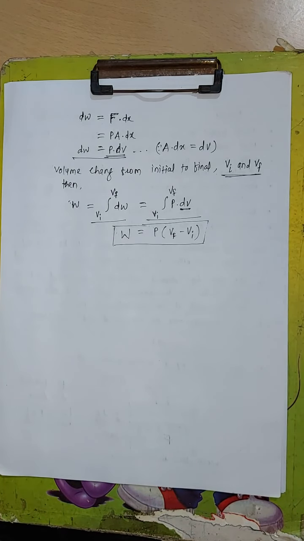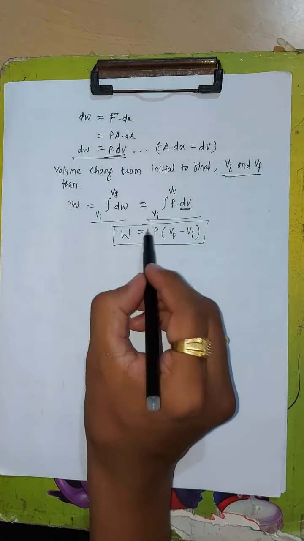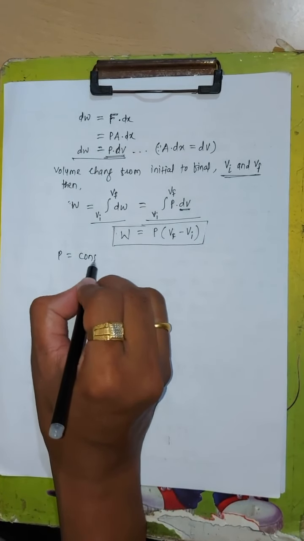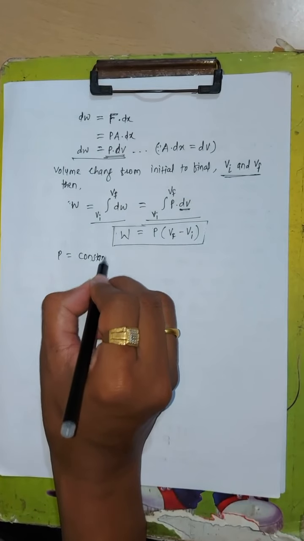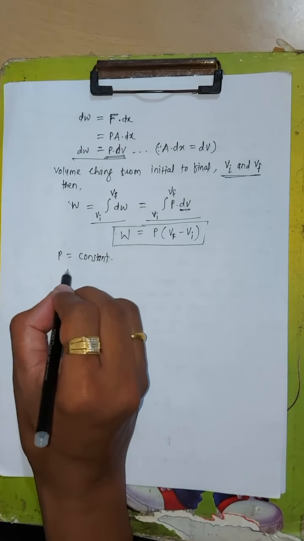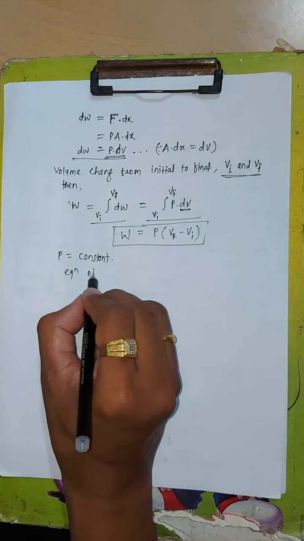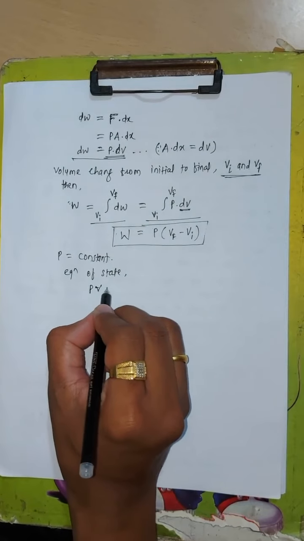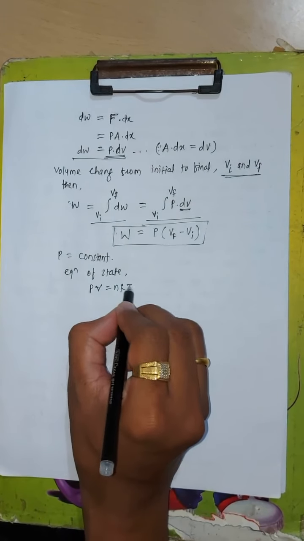Okay, so in that case, what is this P? P is constant. If we say that P is the constant term, then from the equation of state, we have an equation of state. What is that equation of state? That is PV is equals to nRT. So we have that equation as PV is equals to nRT.